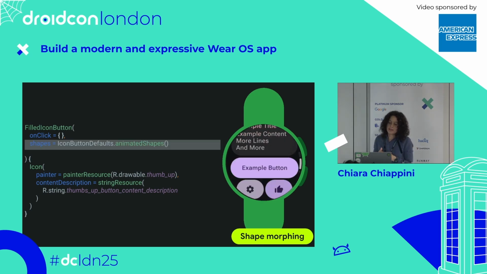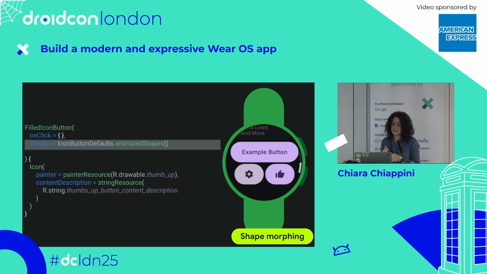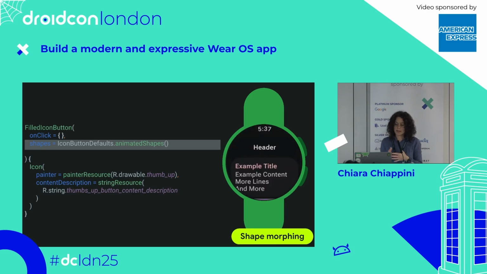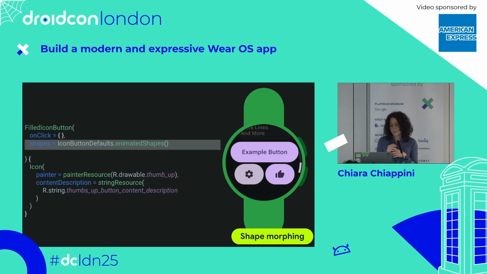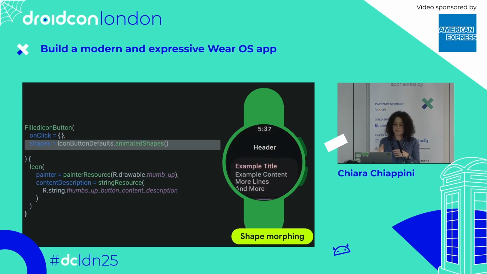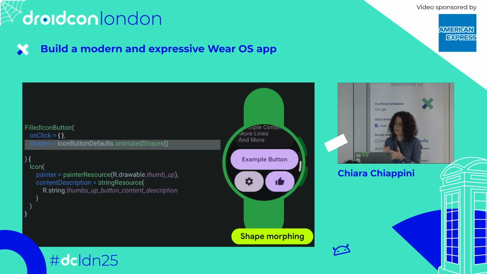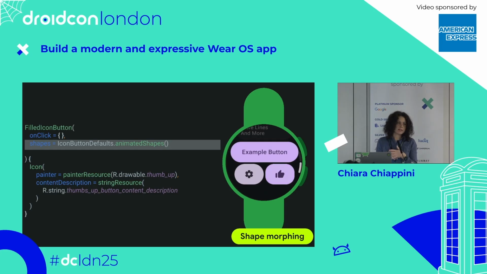So you can add shape morphing by simply using the animated shape method from icon button defaults. And by simply adding this single line of code, you can get a fun shape morphing button like the one in this example.